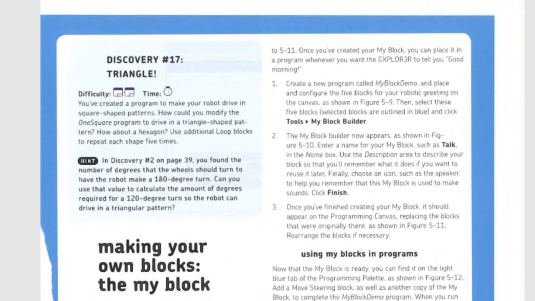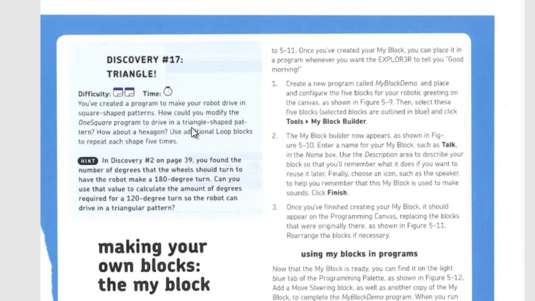Discovery 17 is the triangle. All right, so you create a program to make the robot drive in square shaped patterns. How can you modify the one square program that we made to drive in a triangle shaped pattern? All right, and then a hexagon.